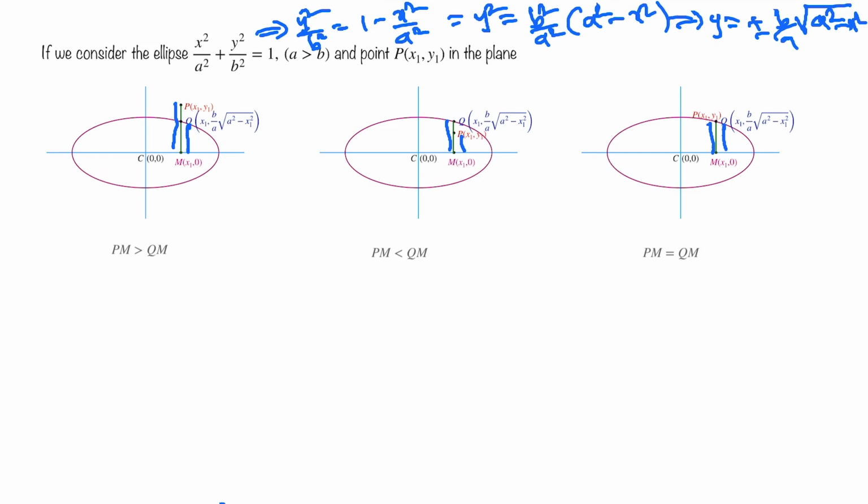So here, first of all, PM is actually what? Y1. In all these cases, PM equals y1, and QM equals b by a under root a square minus x1 square. Okay, fine. So, from the above graphs, we can observe the following things.